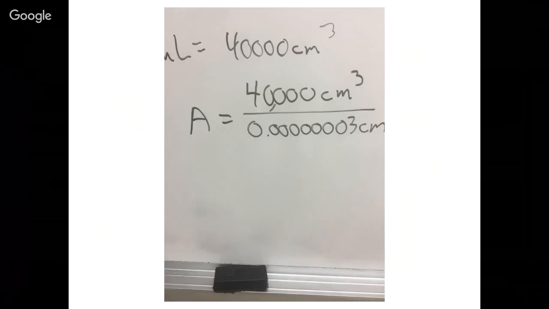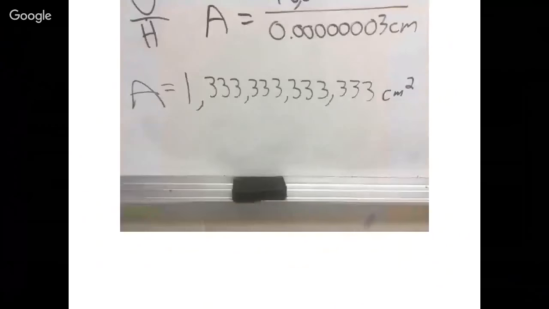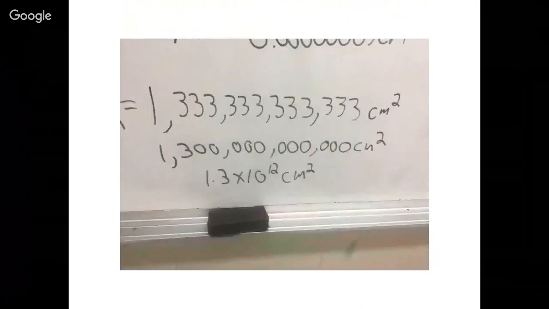We divide that out. That will give us our area, and we get a really big number, 1,333,333,333,333 square centimeters, and we would round that to 1.3 quadrillion square centimeters, or 1.3 times 10 to the 12th centimeters squared. And that is our final answer.